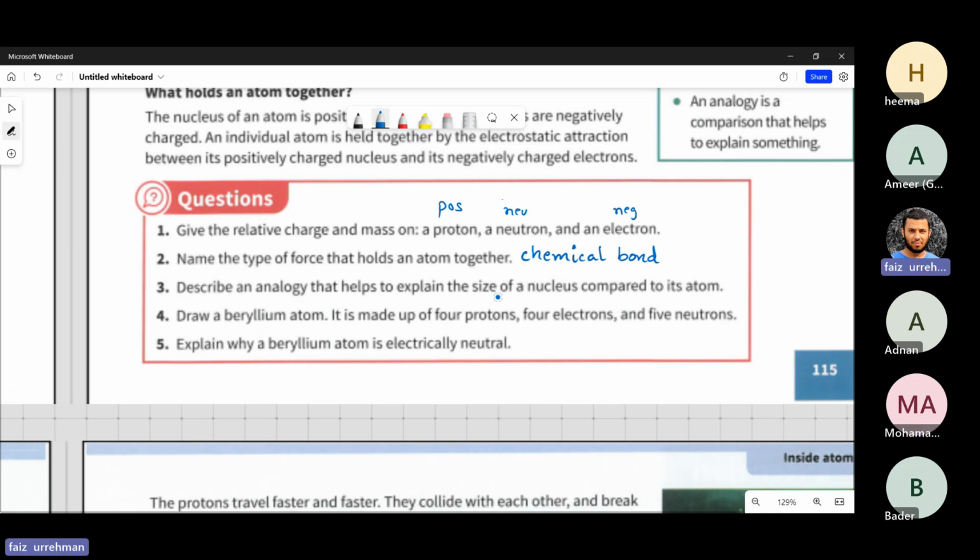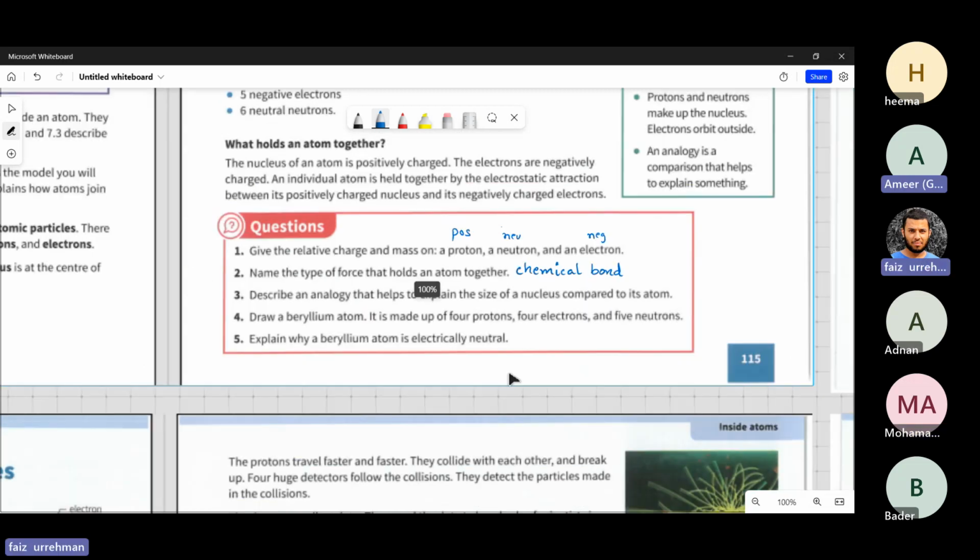Describe an analogy that helps to explain the size of nucleus compared to its atom. They are asking us an analogy. The solar system. Solar system? Yes. Oh, who told you this? I got it from my mind. That example looks good.